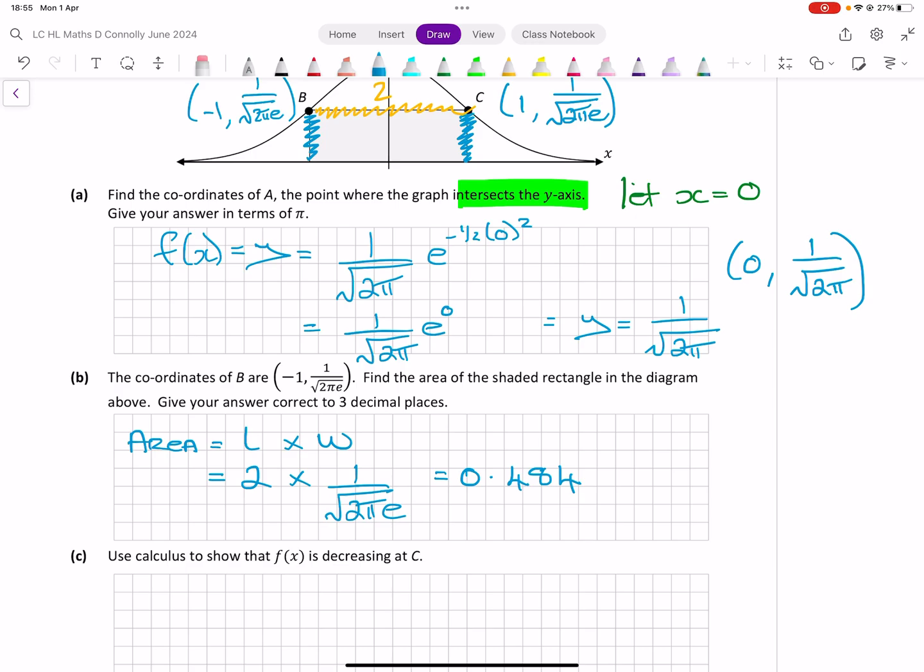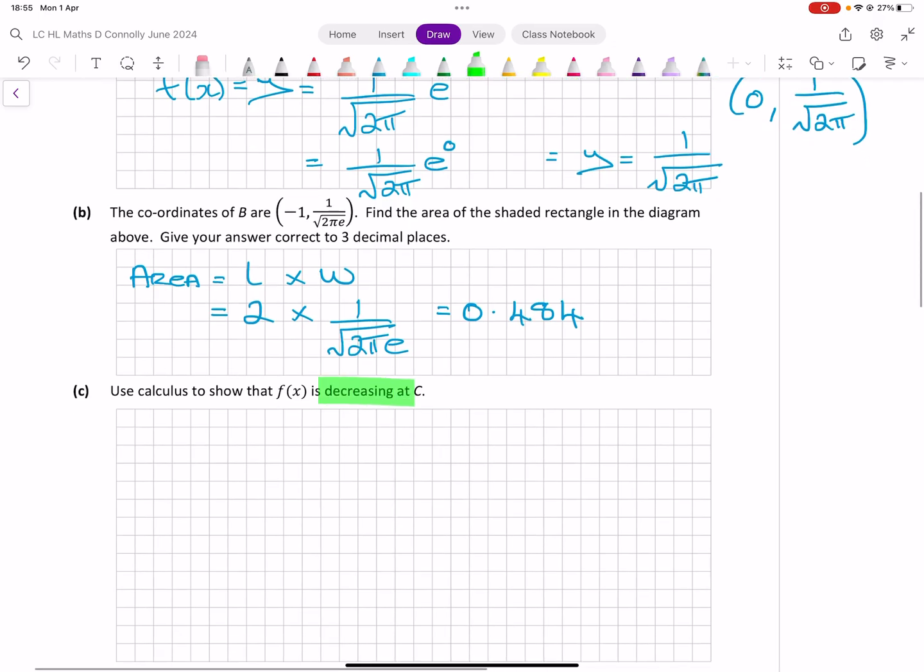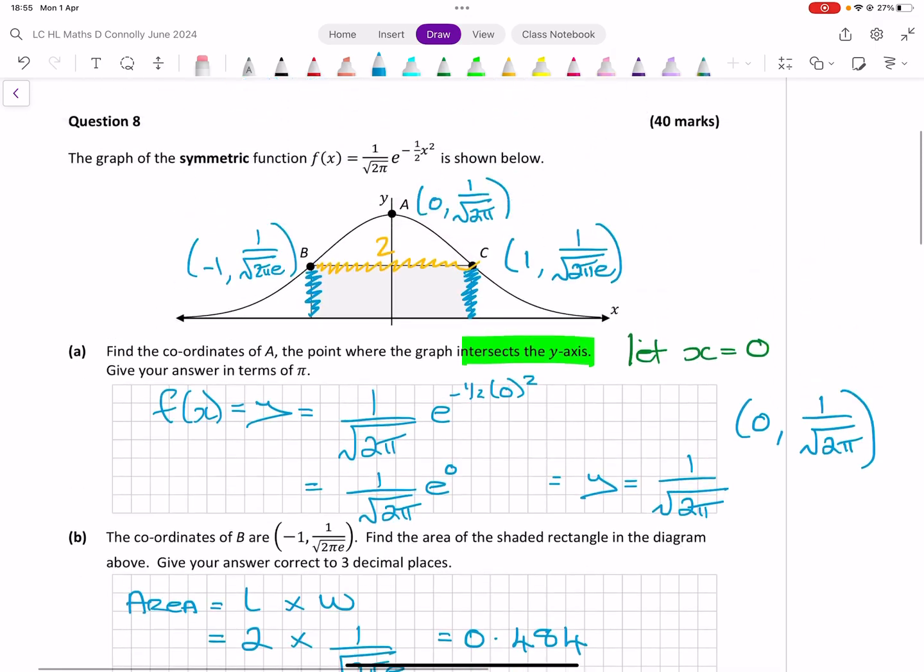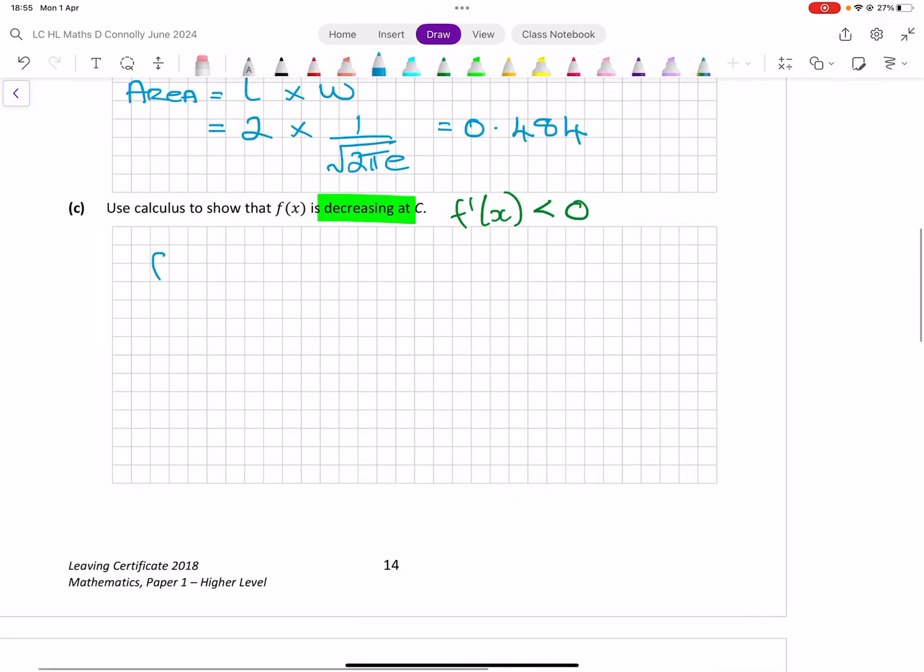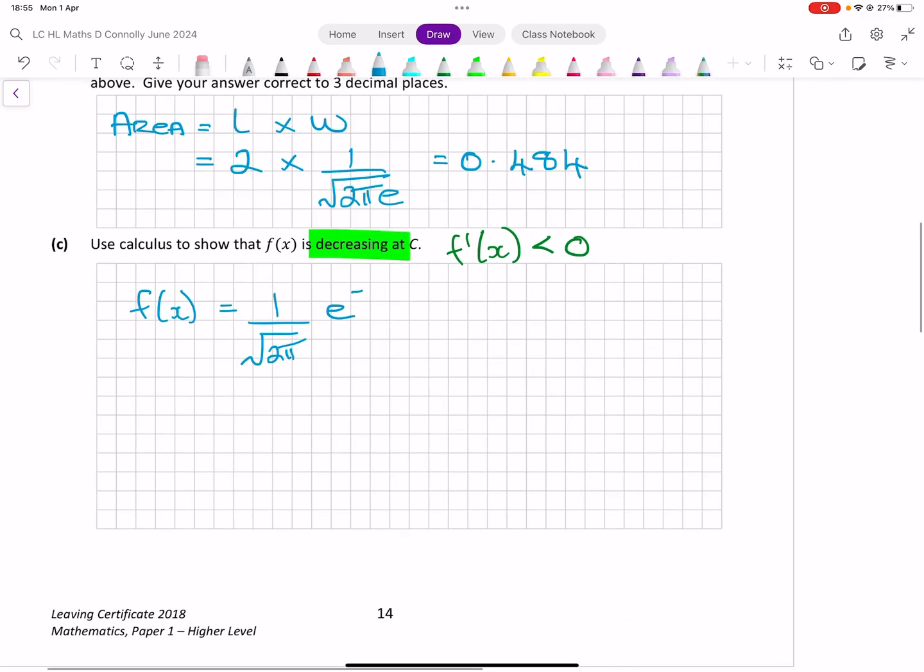Use calculus to show that f of x is decreasing at C. So decreasing is where f dash x is less than 0. So that means you have to differentiate this. So it's 1 over the square root of 2 pi e to the minus a half x squared.